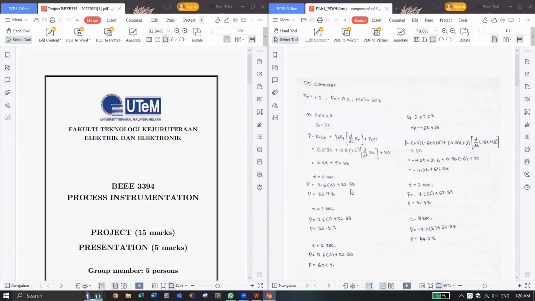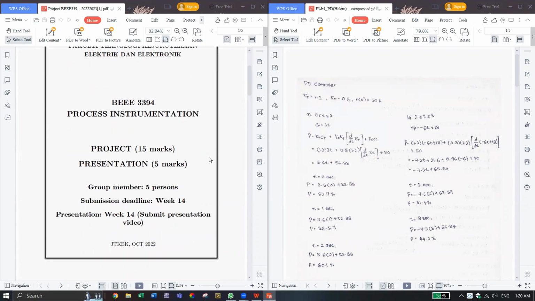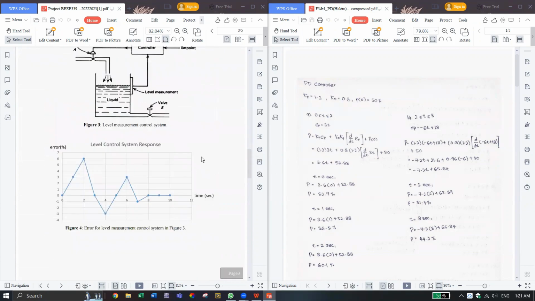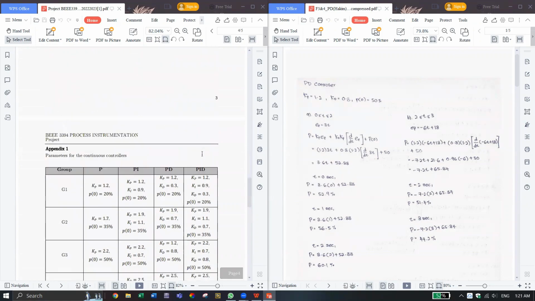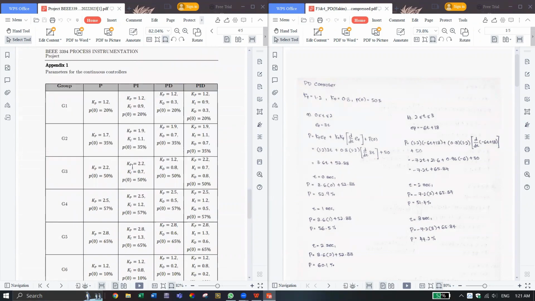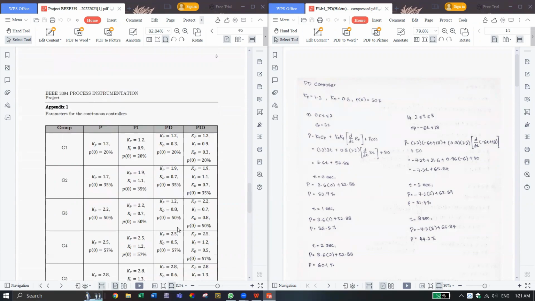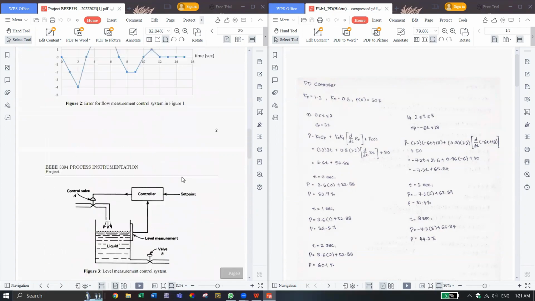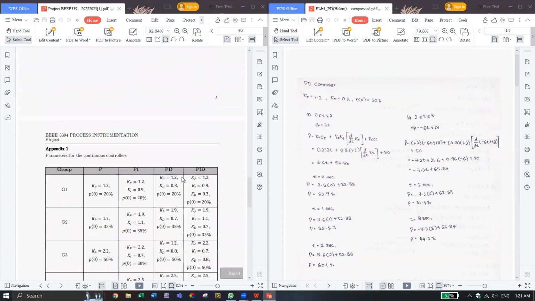Hello, my name is Abdul Hakim bin Mustafa, metric number B08 2010 251. Today I want to explain about my part for this project. Okay, first of all, this is our appendix for our group 3. For my part, I will explain about the PD controller for the level measurement control system.